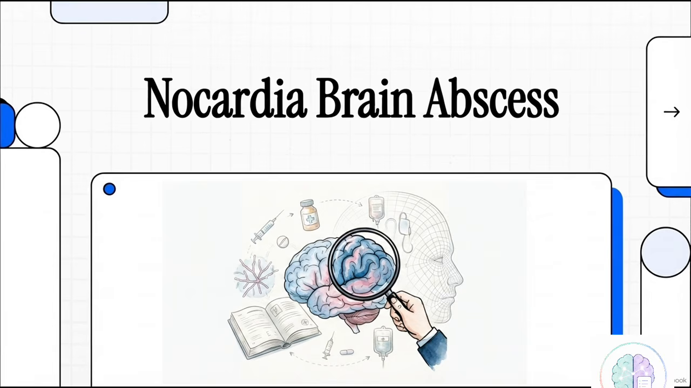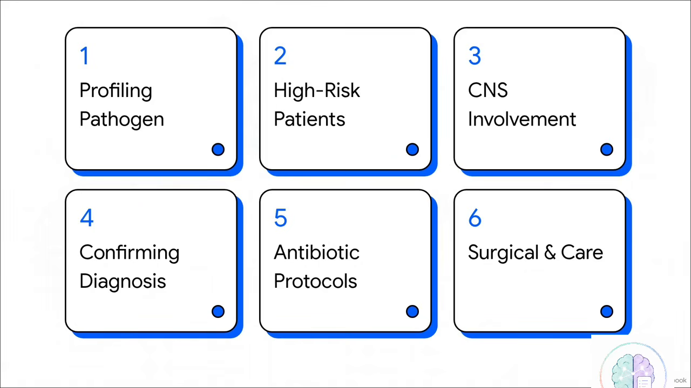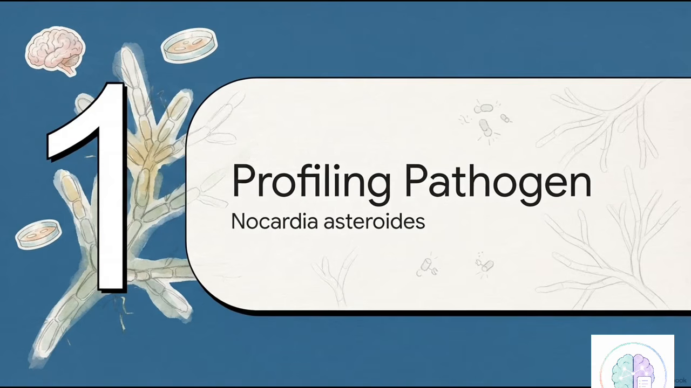Let's get into it. All right, here is our roadmap. We'll start by profiling the pathogen, then identifying high-risk patients. From there, we'll track its CNS involvement, confirm the diagnosis, look at primary antibiotic protocols, and finally, go over surgical and long-term care.